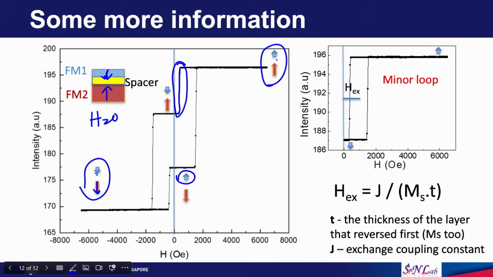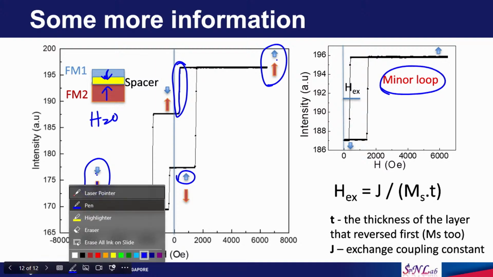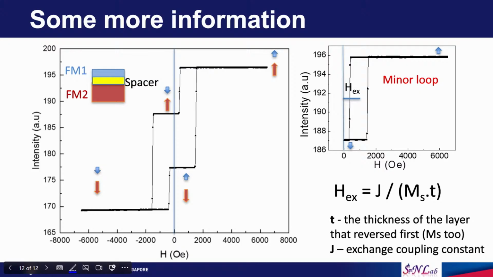You can measure the strength of exchange interaction by measuring a minor loop. When I say minor loop, what I mean is you start from here, for example, you go all the way, this layer has flipped, you stop at this point, then go back, and you will see something happening like this. This loop is called a minor loop.